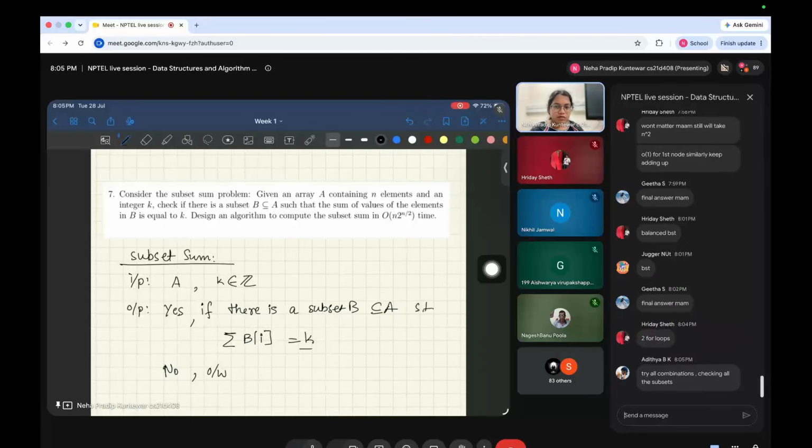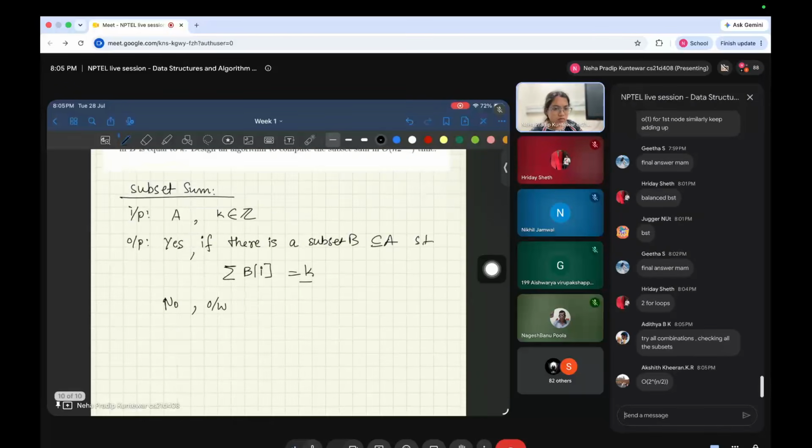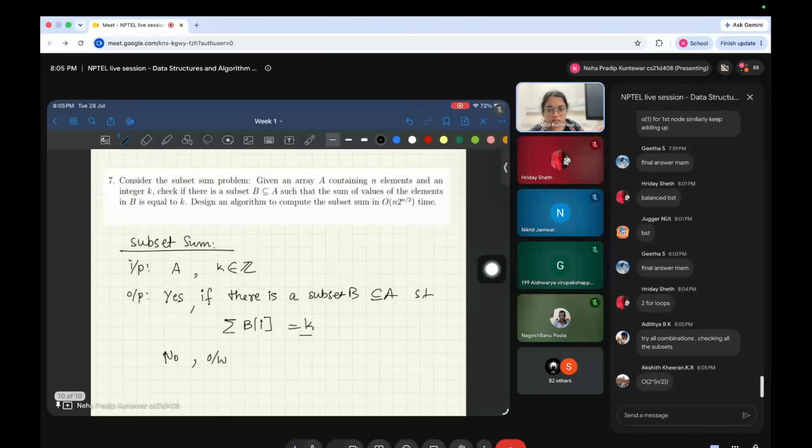Yeah, Aditya, that's correct. So you're going to try all combinations, that is, go through all subsets and find their sum and check if it is equal to k. So okay, how many subsets are there?